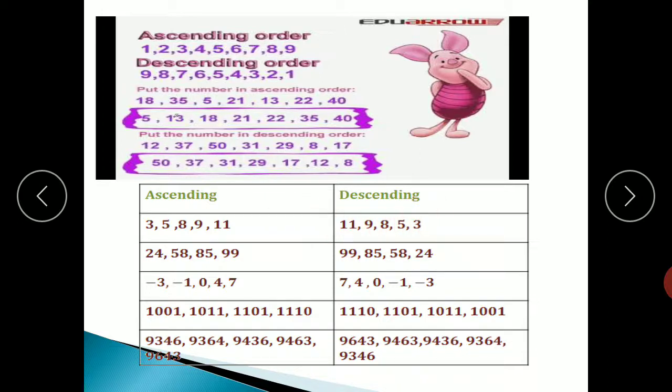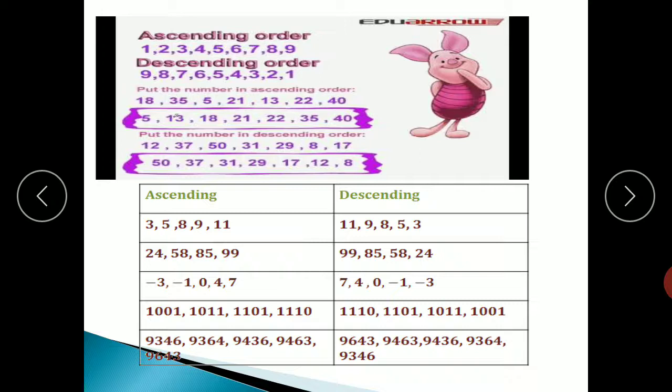Similarly here also: 24, 58, 85, 99. These numbers we will write in descending order: 99, 85, 58, 24. The next is the same. It is given with minus signs: minus 3, minus 1, 0, 4, 7. Now first we will write the bigger number, that is 7, 4, 0, minus 1, minus 3.